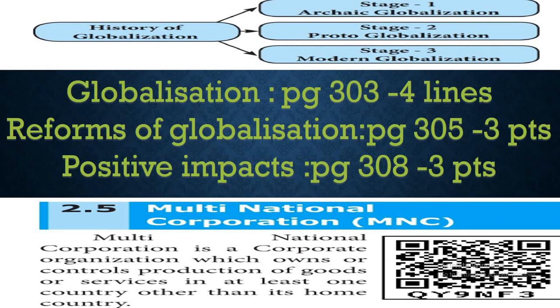First answer in page 303. The history of globalization. You mark the 3 phases of globalization. The second one is what is the meaning of, or define, globalization. That is also in the same page. For globalization we have 4 lines. The third one, reforms of globalization, in page 305. You mark only 3 points. It is on 305 on the right side bottom, first 3 points.